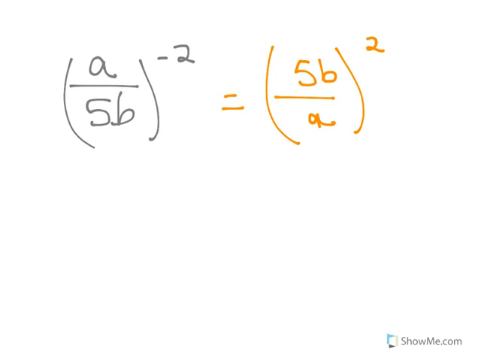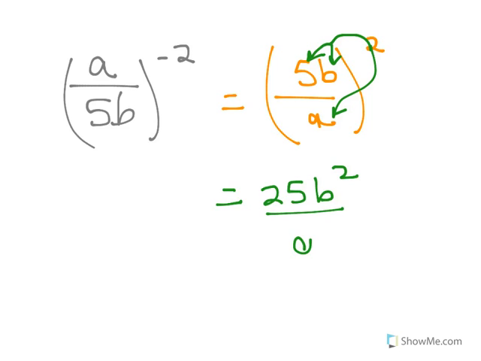So now we have to apply our rule about a quotient being raised to a power, and we said it's almost as if we're distributing that exponent. So this becomes 5b, that entire product is squared, so it becomes 25b squared all over a squared. And that is our final answer.